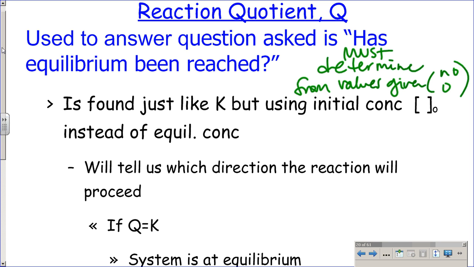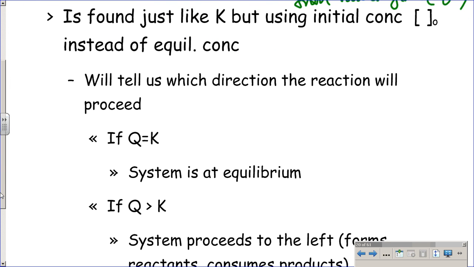So if you calculate your Q with the numbers that are given to you, the K value itself will always be given to you, or you will have previously calculated it. If you find that your Q and K are equal, then you are saying that this reaction has the same concentrations as it does at equilibrium. So I'm going to assume it's at equilibrium. That one's pretty simple, okay? So that's that they're equal.